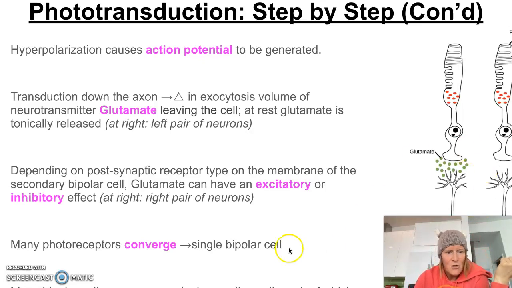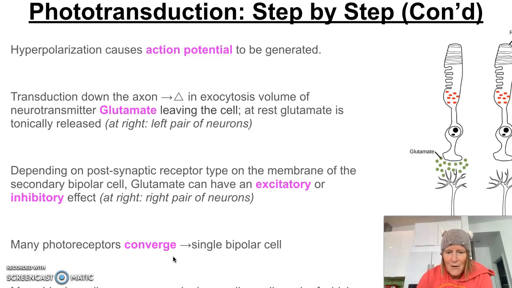So many photoreceptors converge onto a single bipolar cell. We could have many different photoreceptors doing different things with their glutamate that then bind to these different types of receptors on the secondary bipolar cell. And then the message is sent through the bipolar cell and onto a ganglion cell. Many bipolar cells can converge on ganglion cells. So when you think about the number of photoreceptor cells to ganglion cells, there are many more photoreceptor cells than there are ganglion cells.